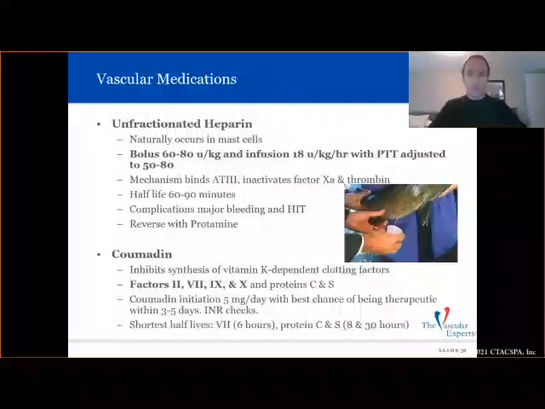And then other kinds of vascular medications, just to note here, they did mention they wanted you to know about heparin dosing. There's the bolus dosing and the infusion dosing. And then Coumadin, as you probably remember, the factors that it blocks to cause anticoagulation. And then heparin is reversed with protamine, and it's usually in the OR.